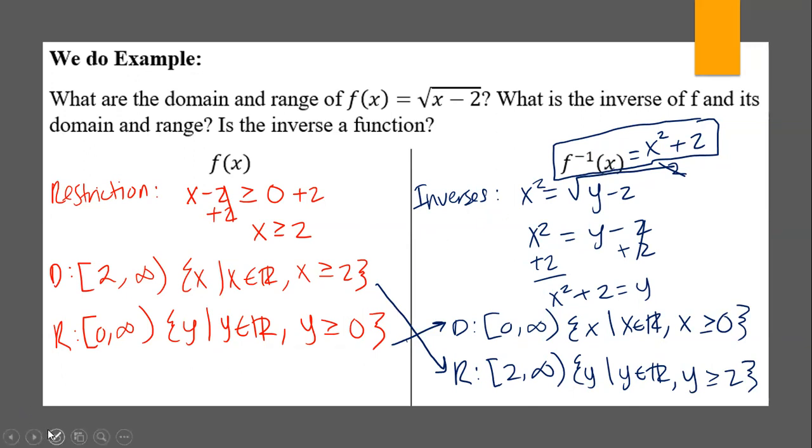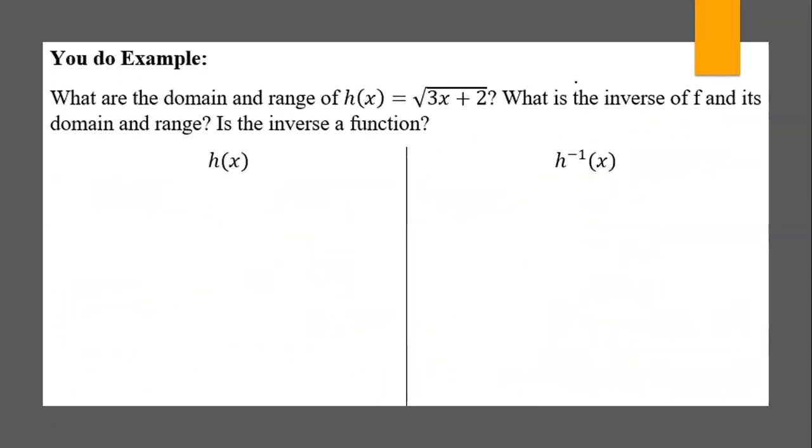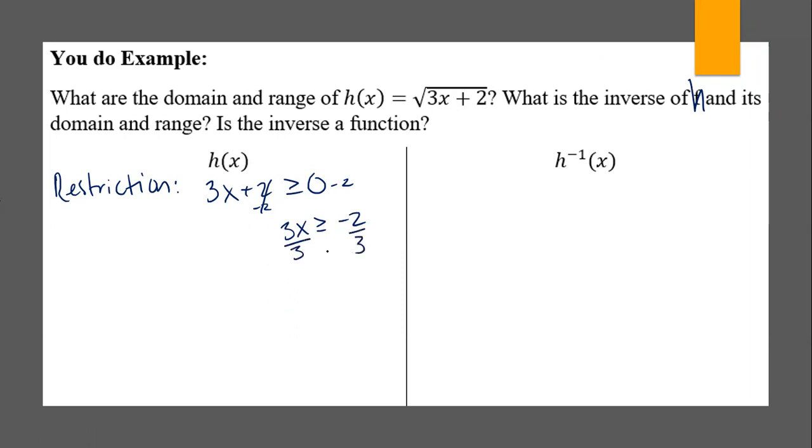All right. Here you go. Mum's the word. Let me know if you need help. So, first thing you should have done is found your restriction. So when you found your restriction, that means you're taking whatever's underneath the square root and setting it greater than or equal to 0. You should have subtracted 2, and you got 3x is greater than or equal to -2. Divide by 3, and you should have gotten x is greater than or equal to -2/3.